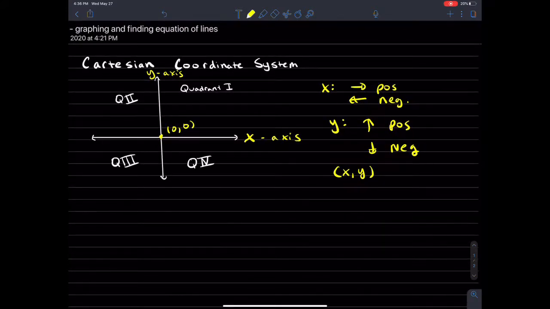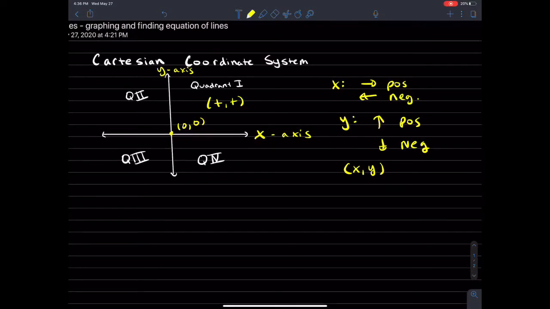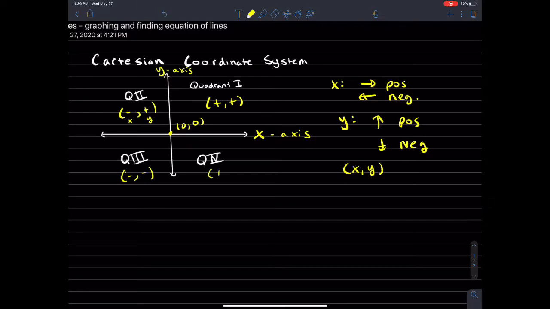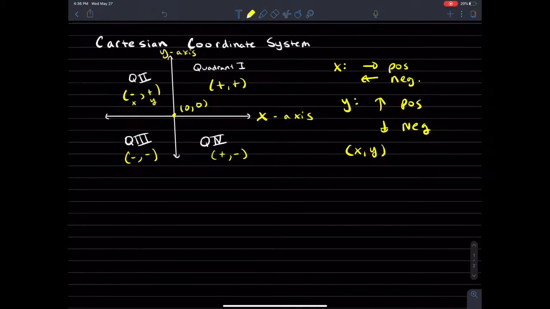So in quadrant 1, if we're going to the right and we're going up, we've got both our positive coordinates, the x and the y. In quadrant 2, we have to go left, which is negative, and then up, which is positive. So that's my x, that's my y. In quadrant 3, they're both negative, left and down. In quadrant 4, we go to the right and then down. So those are the signs of each of the coordinates in the quadrants.